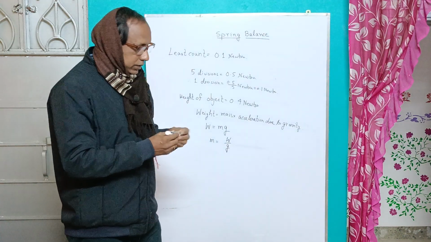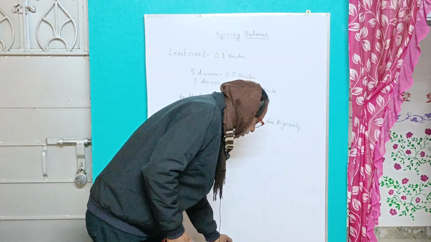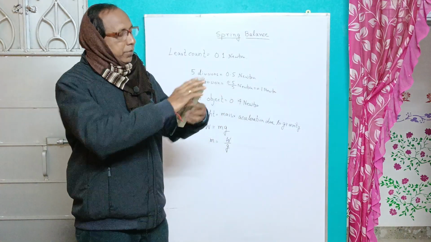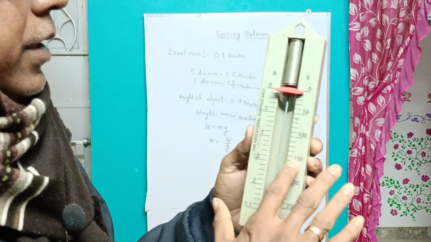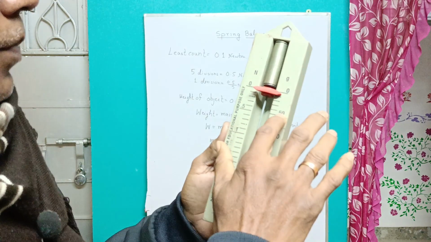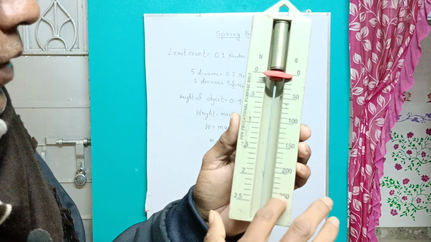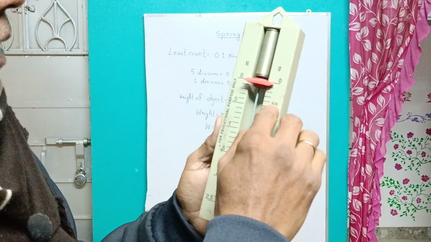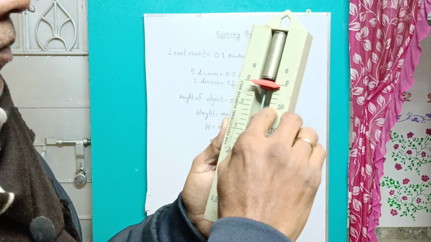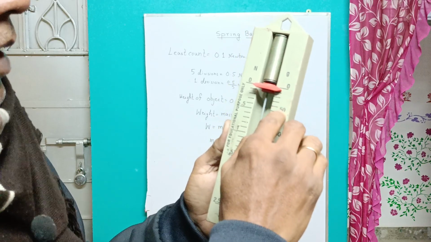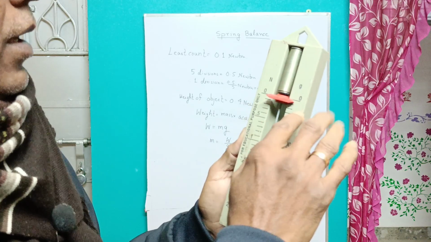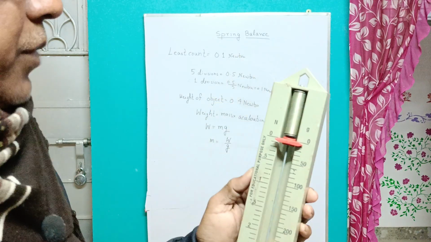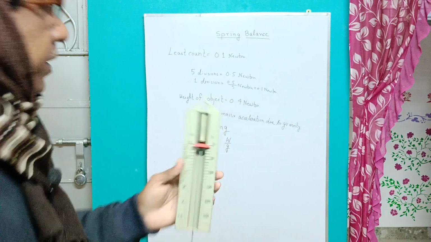But today's spring balances have the calculation of mass also. You see here, that means with the help of this scale we can find the mass also, right? Here you see this is 0 gram, 50, 100, 150, 200, 250. That means from 0 to 50, how many divisions are there? 1, 2, 3, 4, 5. Right? 5 divisions is 50 gram, therefore 1 division is equal to 10 gram. Right? Now you can find the mass of this object also with the help of this spring balance.